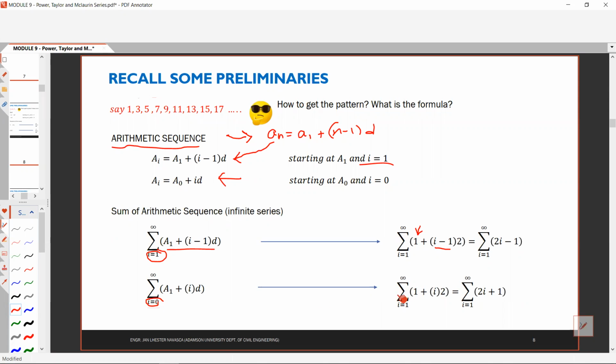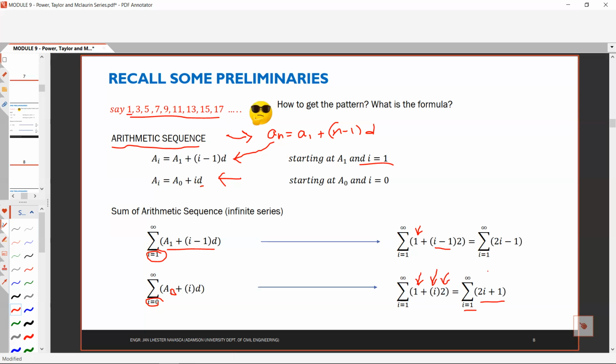So A sub 1, sorry, this should be A sub 0. Okay. So first term, yung first term natin, which is 1, okay? Then the common difference, which is 2. Therefore, the sum of arithmetic sequence natin using 1, 3, 5, 7, 9 and so on and so forth, that is 2i plus 1. Summation of 2i plus 1 from i equals 1 to infinity.